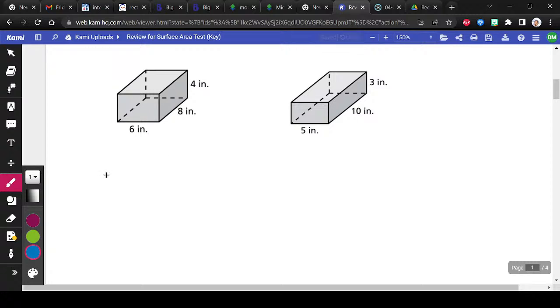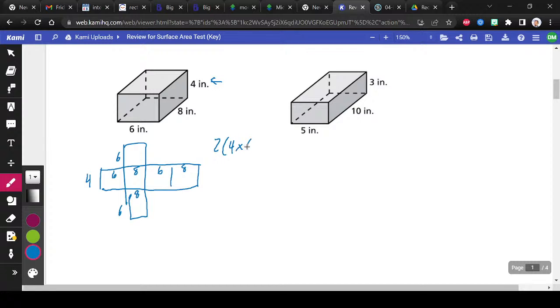Next, now we get to shapes that don't have the same numbers. So I'm going to say that this is 4 inches tall. And so I'm going to put the 4 back here, which means that we then go 6, 8, 6, 8. And since we have an 8 here, 6 goes here, 8 here, 6 goes there. And we're going to go 2 times 4 times 6, and 2 times 4 times 8, and 2 times 6 times 8.